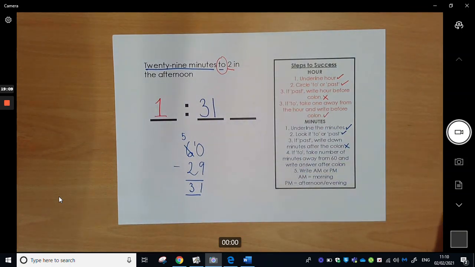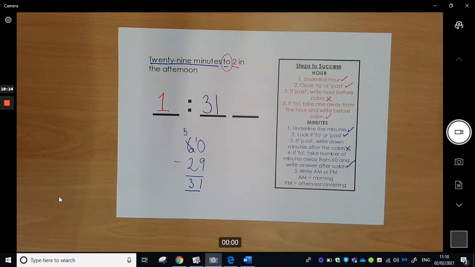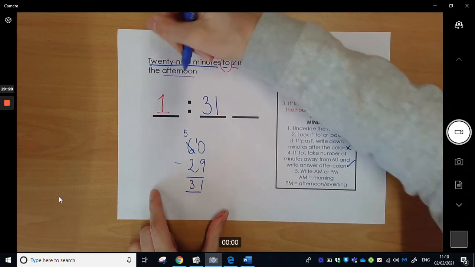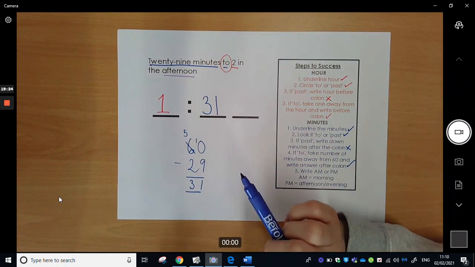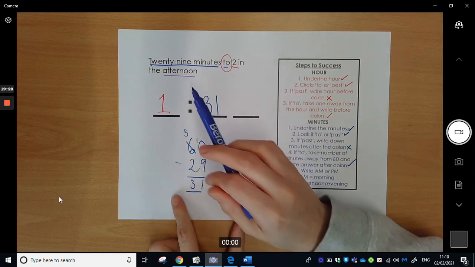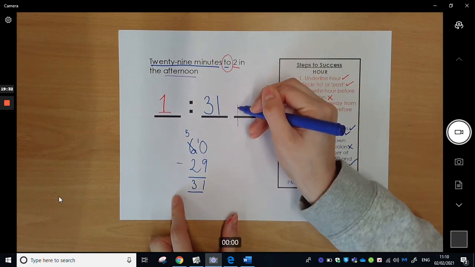Okay, so final thing that I need to do, I've written that one. I need to now write AM or PM. So this time it says in the afternoon. So afternoon, remember when it gets to noon, which is also known as midday or lunchtime, it changes to PM. So if it's the afternoon or the evening, I need to use PM.